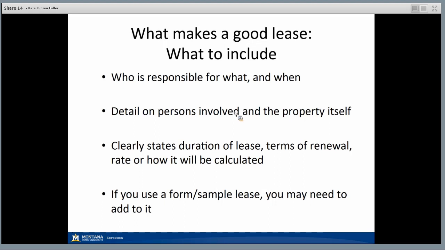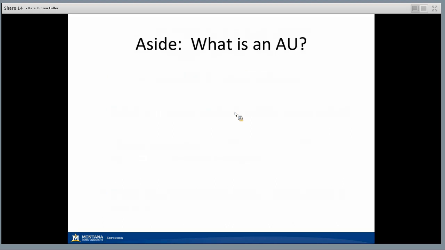Now, if you use a form or sample lease, which is something that you can find online, and I'll show you a couple sources where you can find those, you might need to add to it. So some of them will have blank lines that you can fill in. You can also cross stuff out and write in things that you feel are more appropriate.